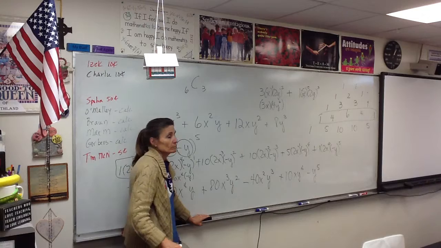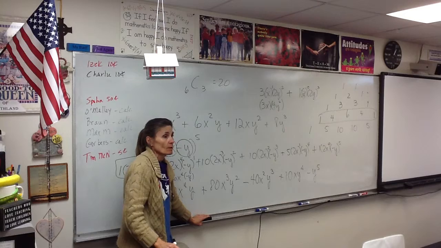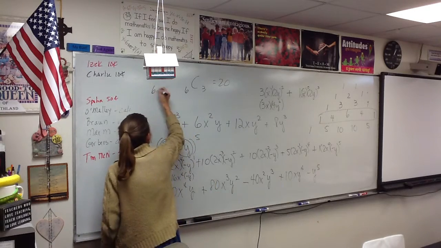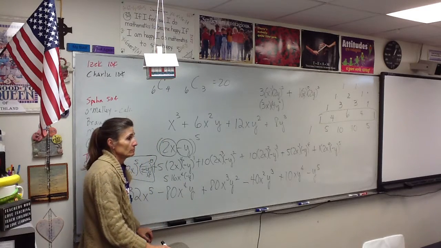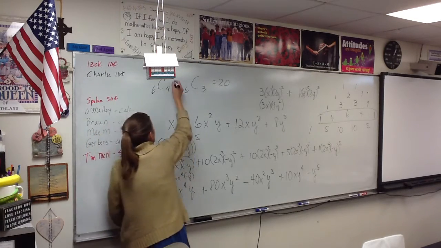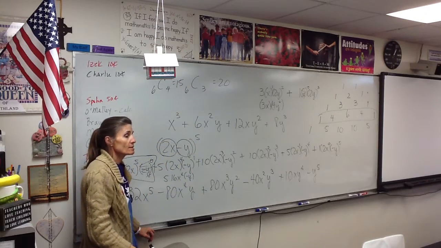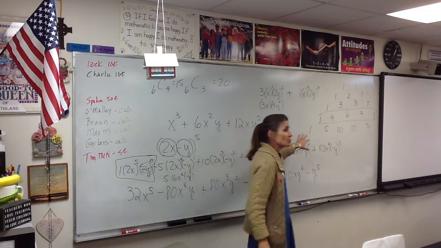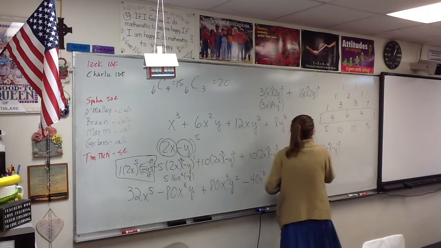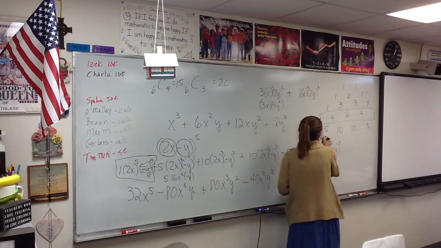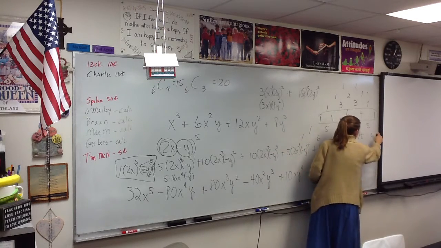20. I want you to do one more for me. I want you to do 6C4. 15. Now, I want you to notice something. We're not going to do a whole bunch of these. But if I were to continue with the next row, I'd have a 1 on each end, and then this would be a 6. This would be a 15, 20, 15, 6, and the 1 on the end, right?